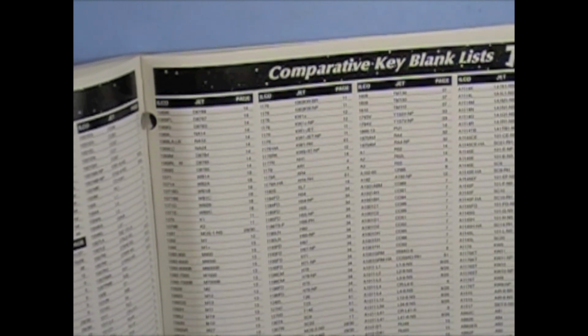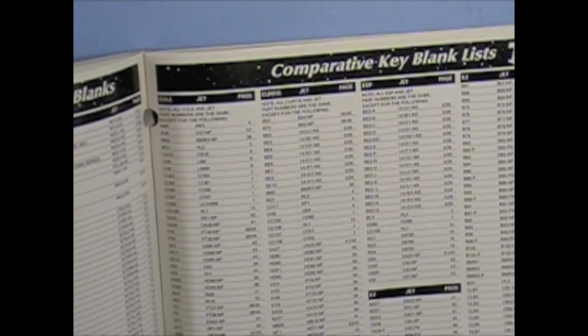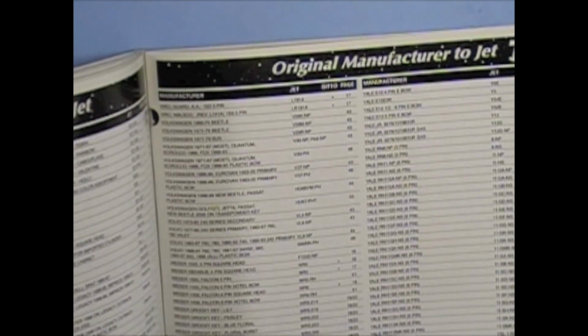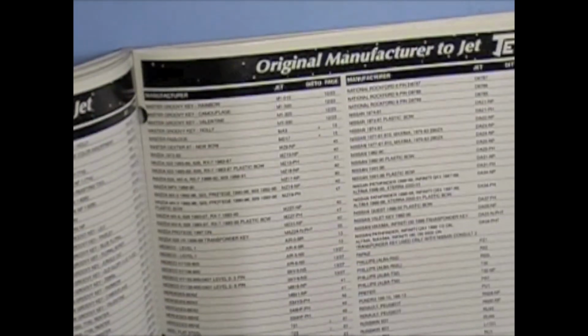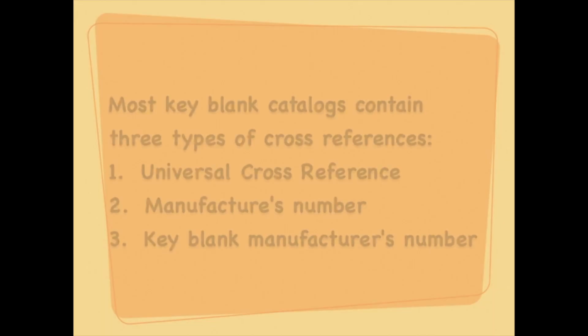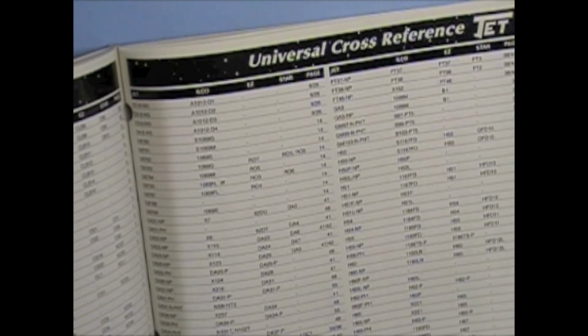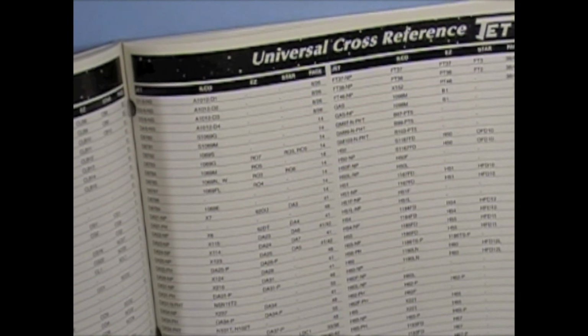Now this is a JET catalog, so obviously it's going to use JET key blank numbers. But what if you have a different number? It could be a manufacturer's number or a different key blank company's number. You can use the cross-reference to convert the numbers so that you can find the JET number and still use this catalog. The JET catalog contains 3 different types of cross-references: a universal cross-reference, a manufacturer's cross-reference, and specific key blank manufacturers' cross-references. Most key catalogs have similar cross-references. I will show you the ILCO catalog in just a few minutes.